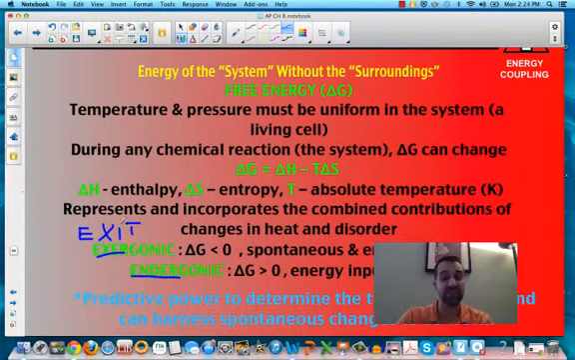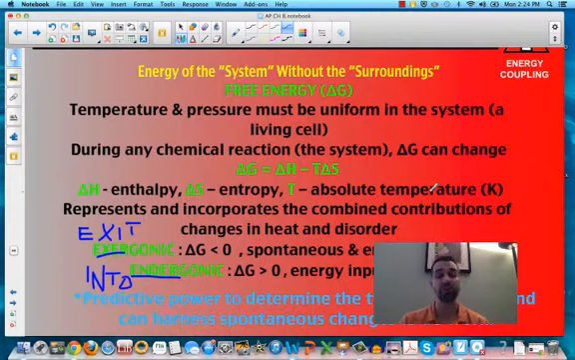On the flip side of that, of course, would be an endergonic reaction, where energy has to be put into the system in order for the reaction to occur. Okay? So an endergonic reaction needs energy input.